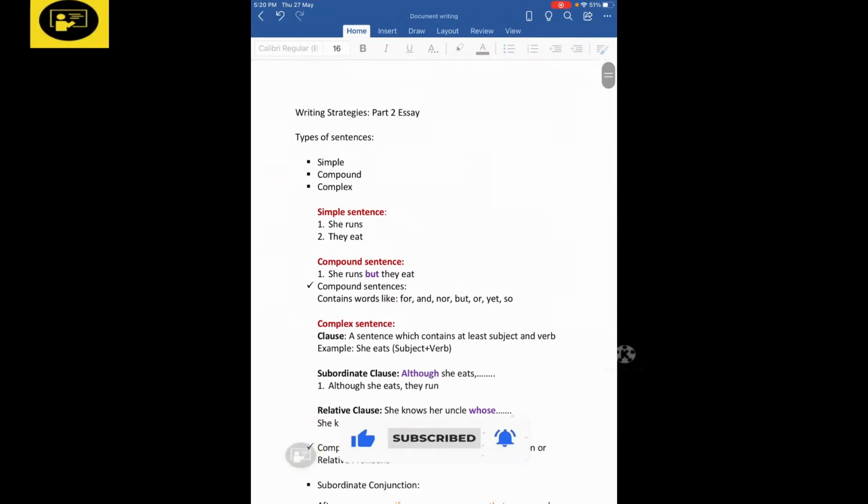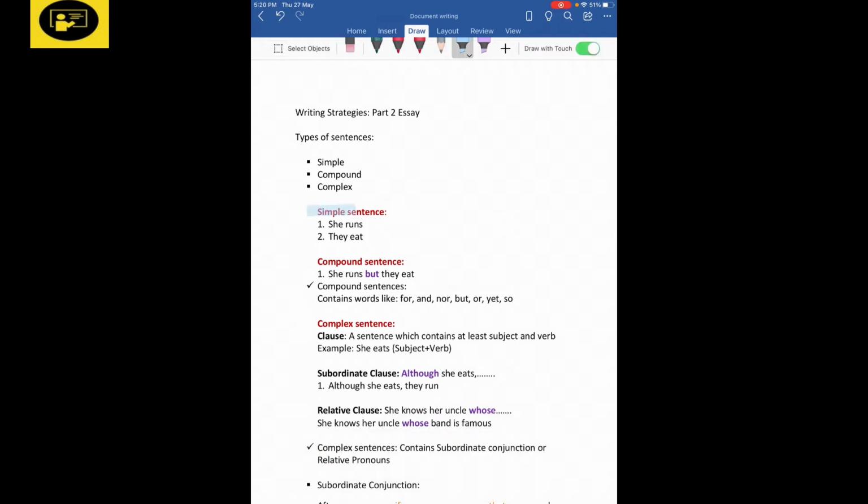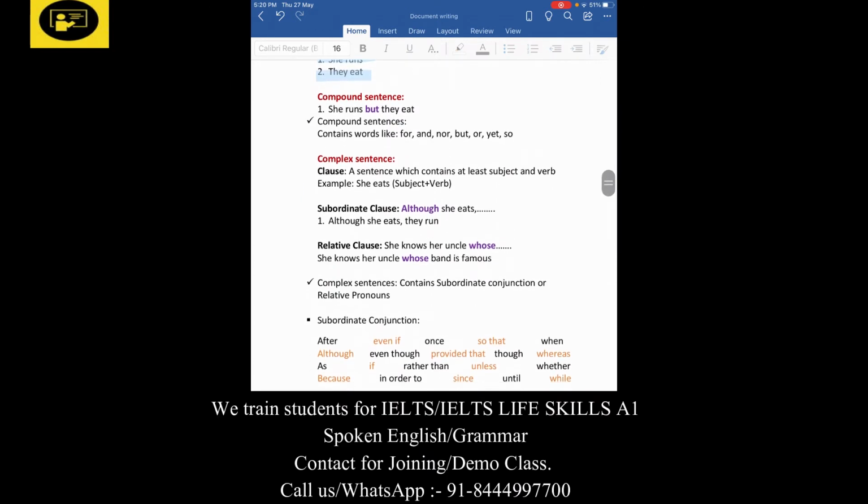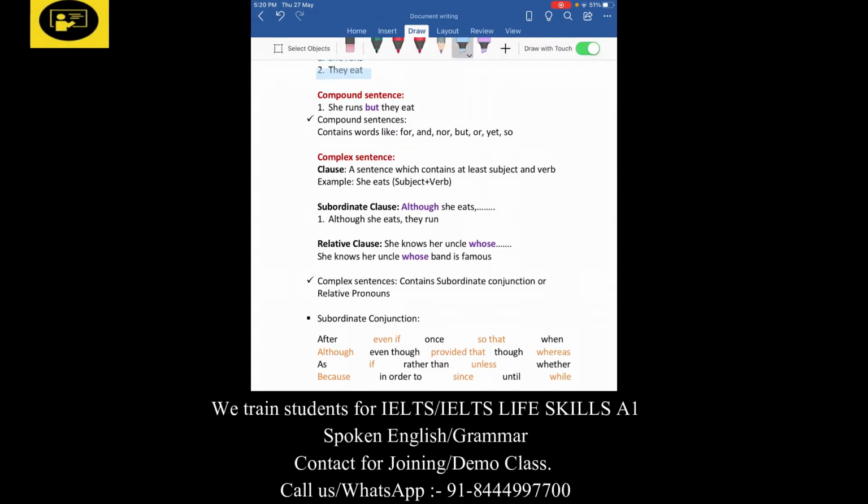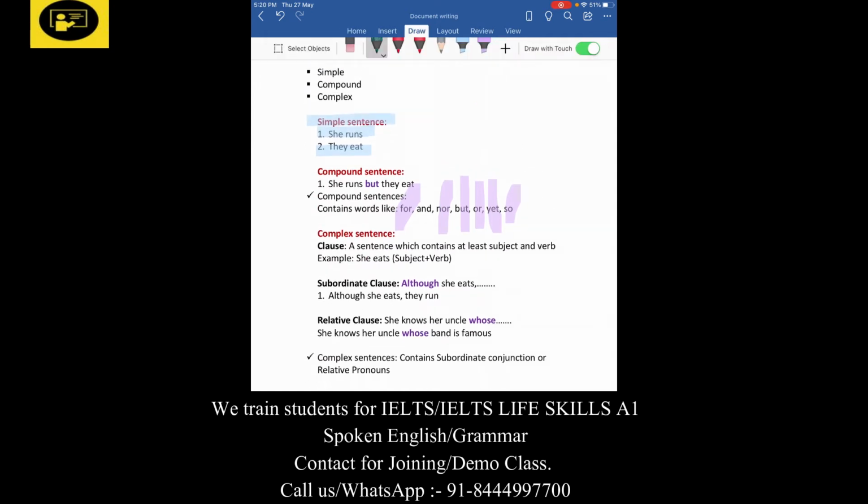First, we will try to understand what is a simple sentence. The simplest example of a simple sentence is she runs, they eat. Now, what are the compound sentences? Compound sentences are those sentences which are connected through the words like for, and, nor, but, or, yet, so. For example, here the two simple sentences are connected with the word but. So it becomes she runs but they eat.